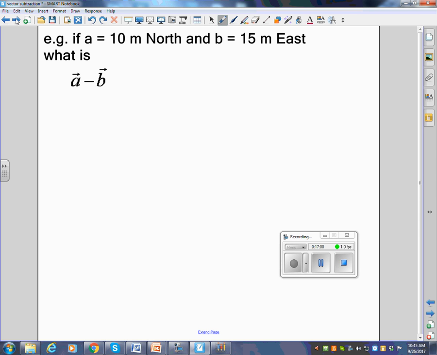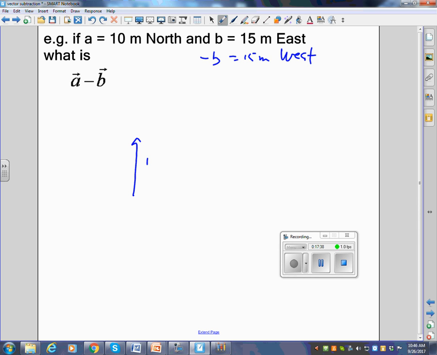I think I should do this one with you, right? Do you have this one as an example there? That's right at the bottom, right? If A is 10 meters north and B is 15 meters east, what is A minus B? Okay, so which one am I flipping? B. So negative B, let's write it right underneath. Negative B is going to become 15 meters west. And I just turned it into vector addition. That's it, done. We're going to go north and then we're going to go west.